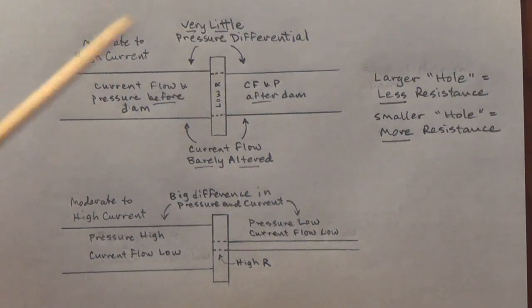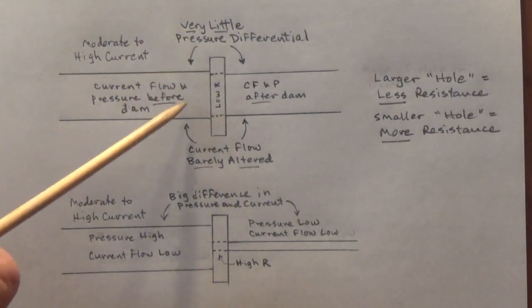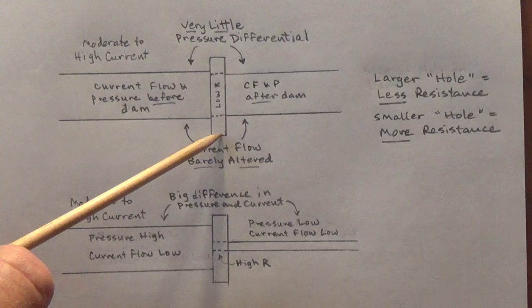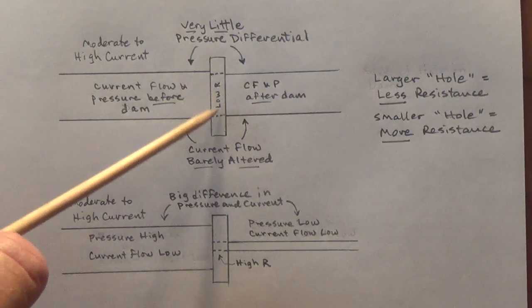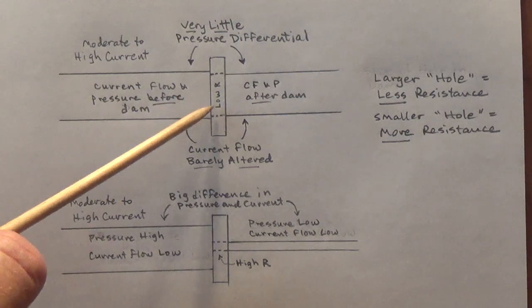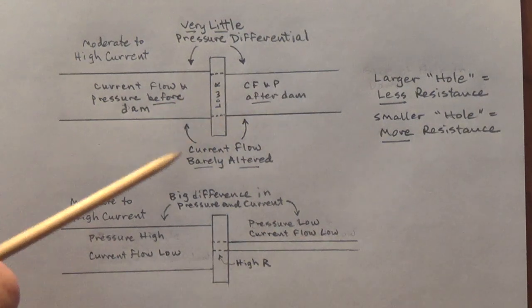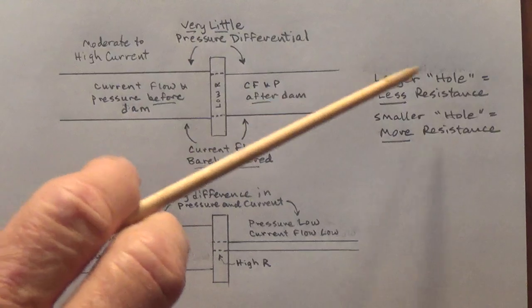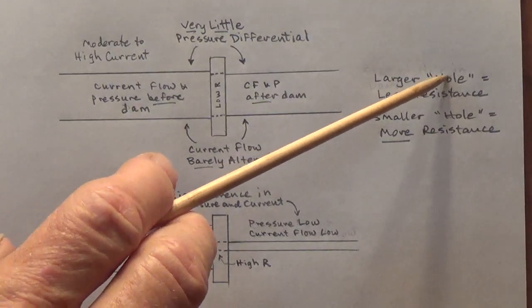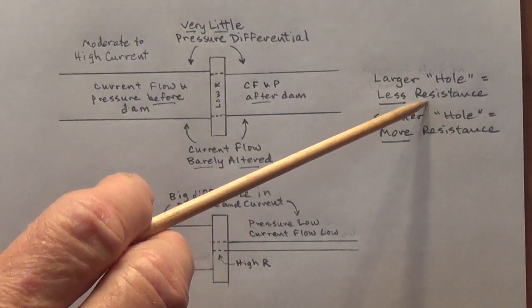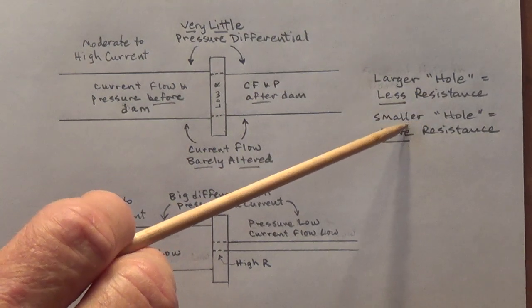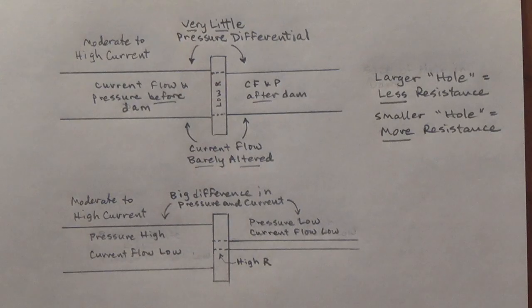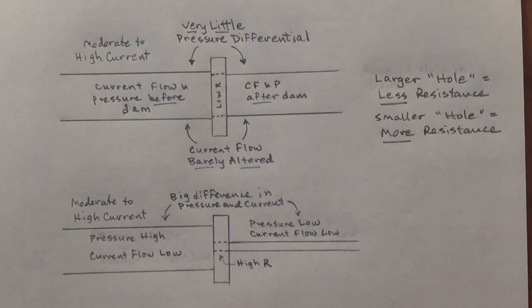In my analogy, we're going to have the river here, and the resistor is going to be a dam with a passage through the dam of varying diameters to allow water to pass through. We will see that the larger the passage or hole in the dam, the less resistance it presents to the flow of water, and the smaller the hole in the dam, the more resistance it will provide to the flow.